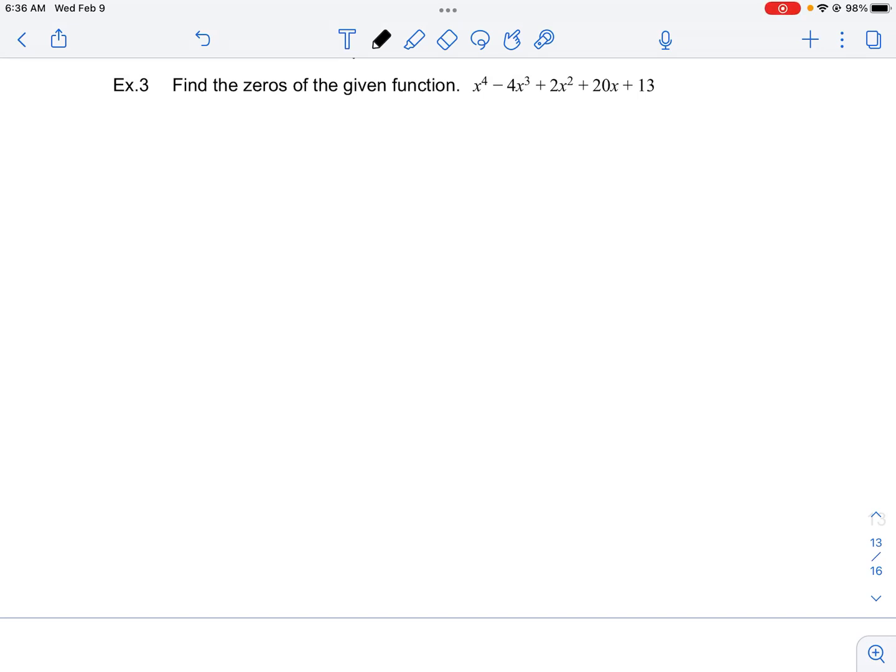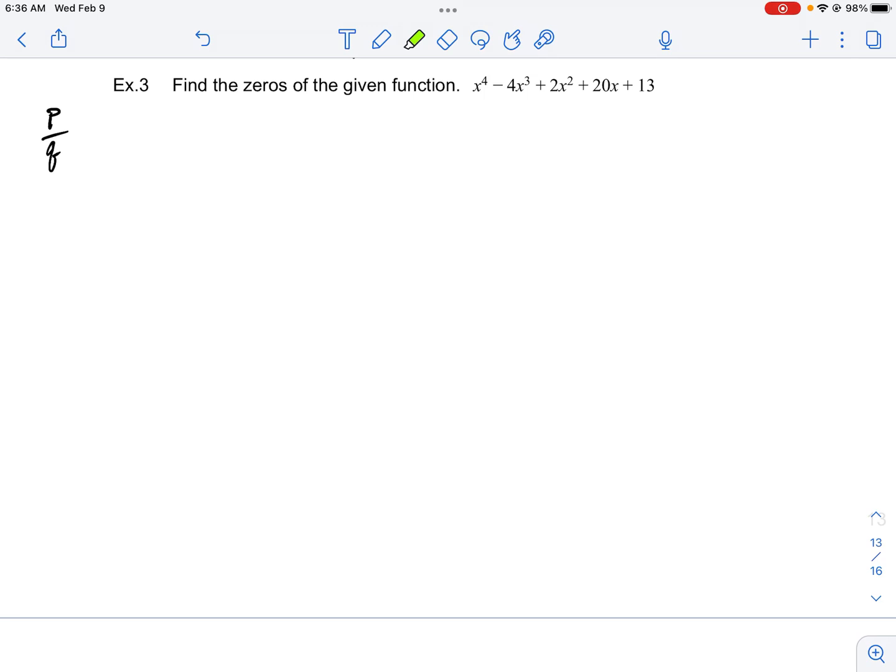All right, let's round out the last example that we'll do in this half of the lesson. We are finding the zeros for the given function. This one is not factorable. We're not going to use our graphing calculator. That takes us to our rational root theorem, which is figuring out our p's over q's, what those possibilities are.